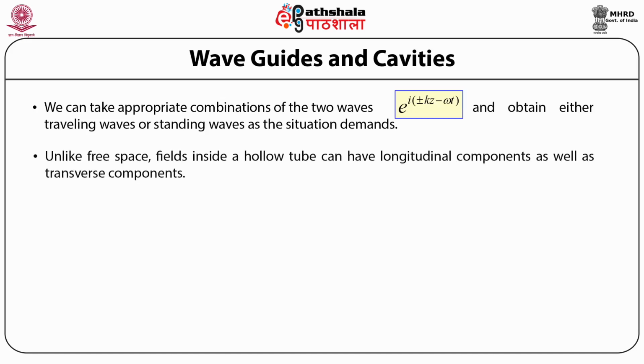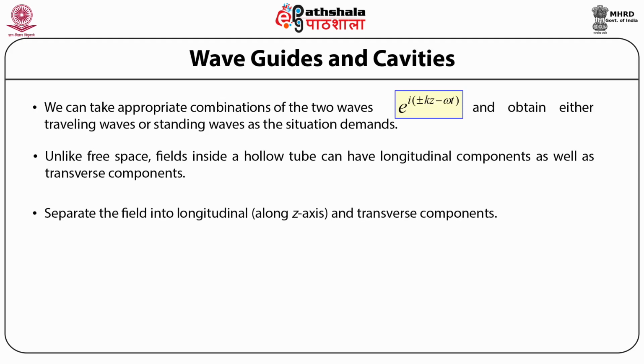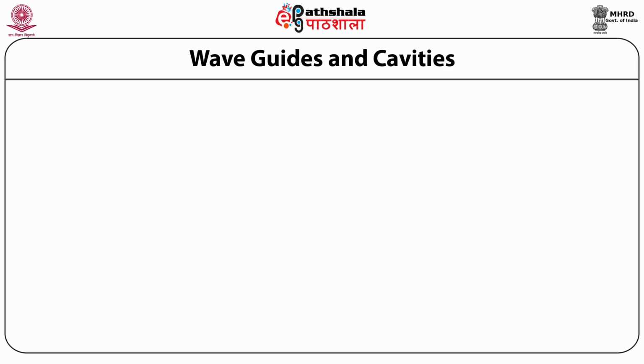Now, unlike free space, the field inside a hollow tube can have longitudinal components as well as transverse components. So it is important that we separate the field into these two different types of component, that is the longitudinal component, which is along the z-axis, and the transverse components. Waveguides and cavities.